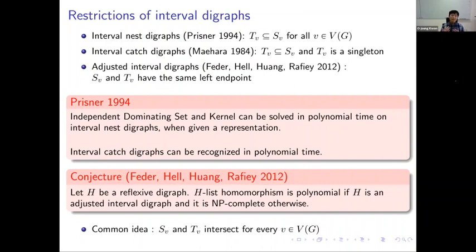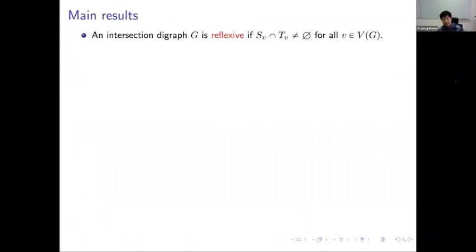You can see that all these variants require that the source set and terminal set intersect, right? So we tried to think about what kind of general property we can have with only this restriction. We say that an intersection digraph is reflexive if the source set and terminal set intersect for every vertex. The terminology reflexive is already quite commonly used, and the reflexive intersection digraph was also previously defined.